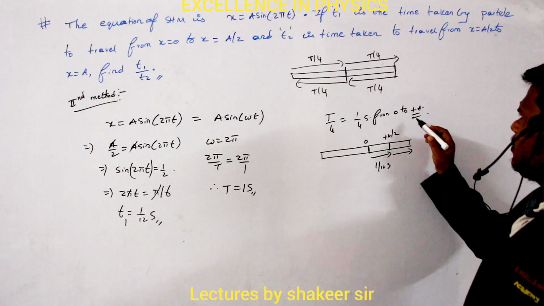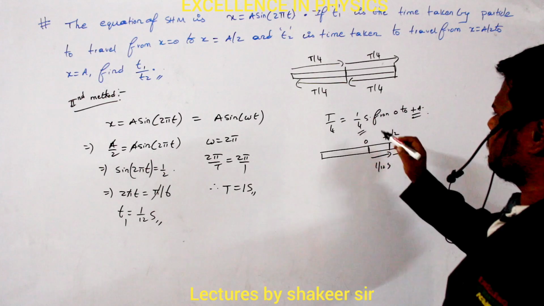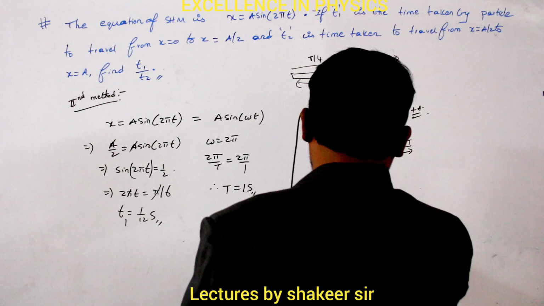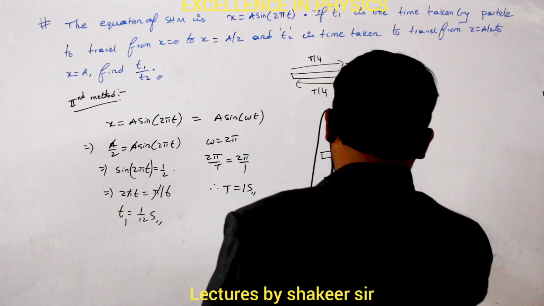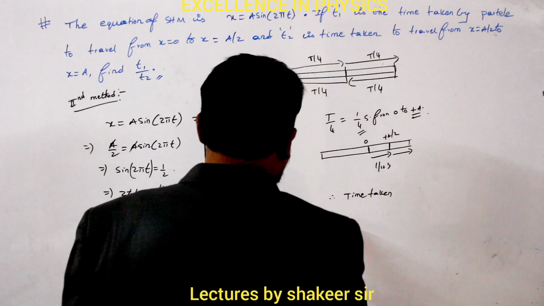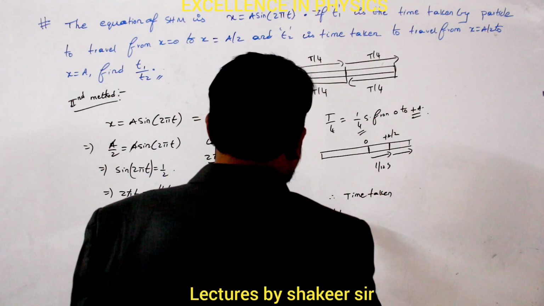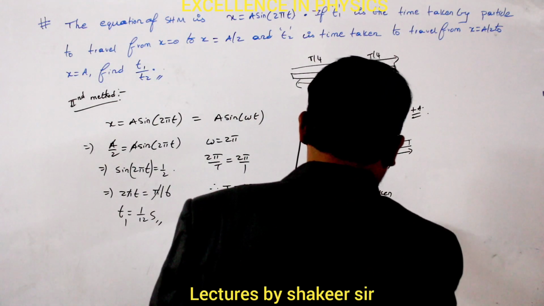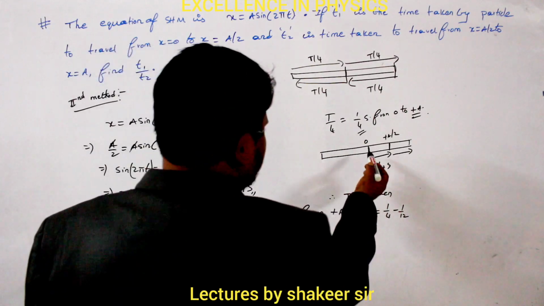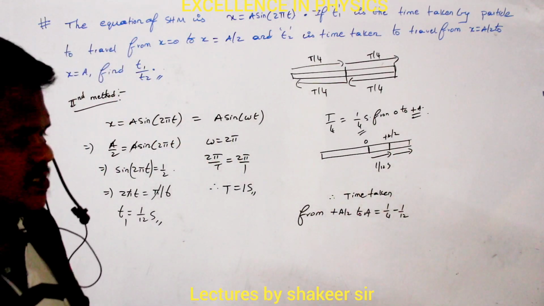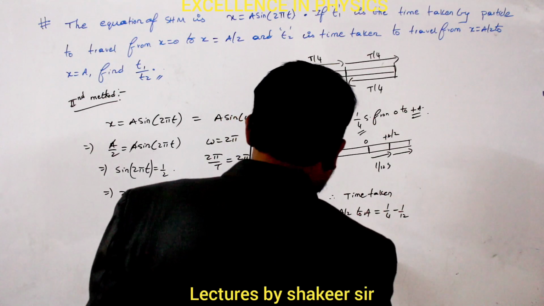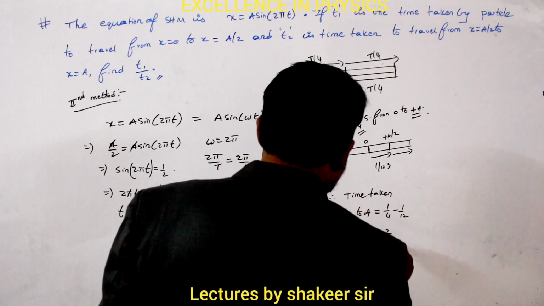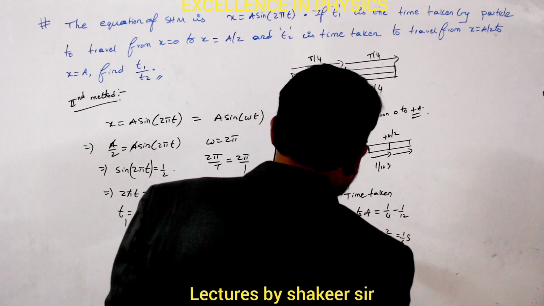Here we have already calculated, no? From 0 to plus A, the time taken is T by 4 seconds. Clear? So therefore the time taken by the particle to travel from plus A by 2 to A, how much will this be? This will be equal to T by 4 minus T by 12, because from 0 to an amplitude of A, the time taken will be T by 4 seconds. So T by 4 minus T by 12 seconds. If I take the LCM of 12, then 3 minus 1, so 2 by 12 is equal to T by 6 seconds, which is called T2.